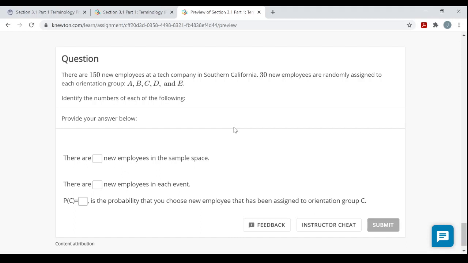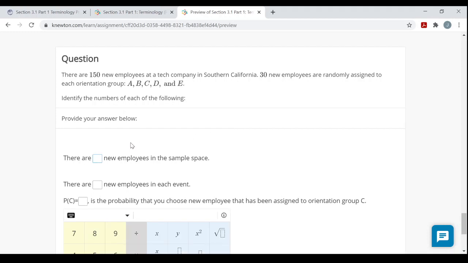But they're doing this randomly, right? So, for group A, they'll pick 30 people at random. Then for group B, they'll pick another 30 people at random. And then another for C, D, and E. So the experiment here is this selection of employees to go in these groups.